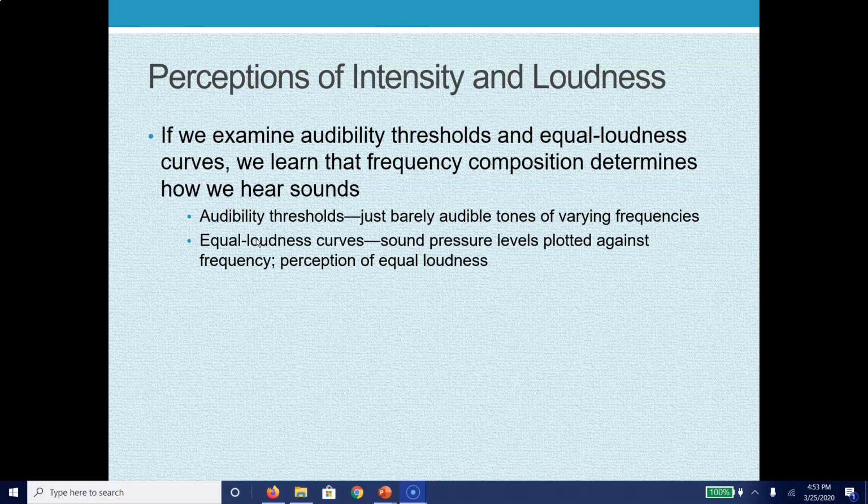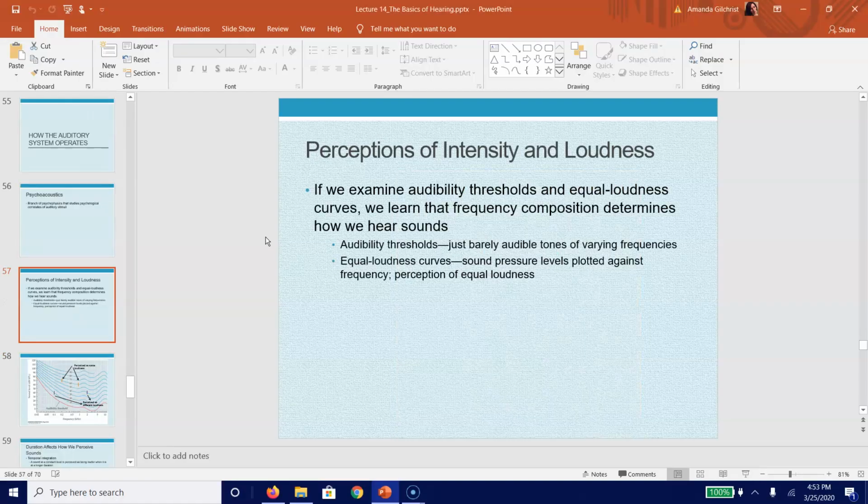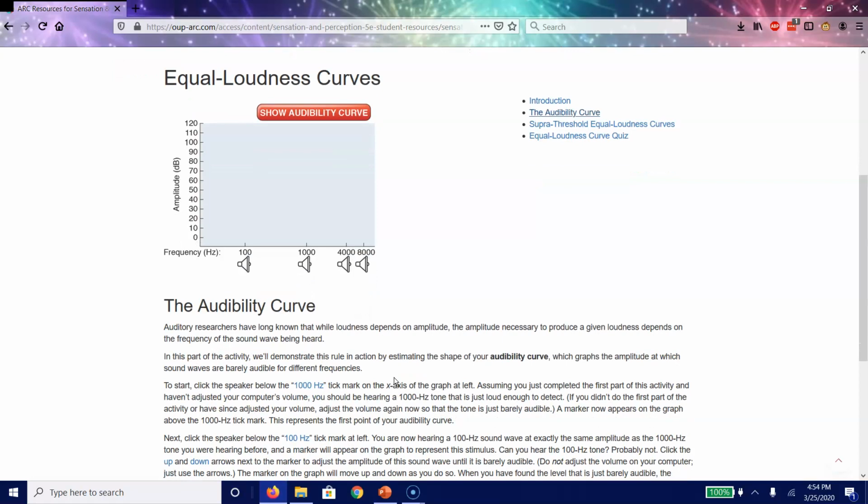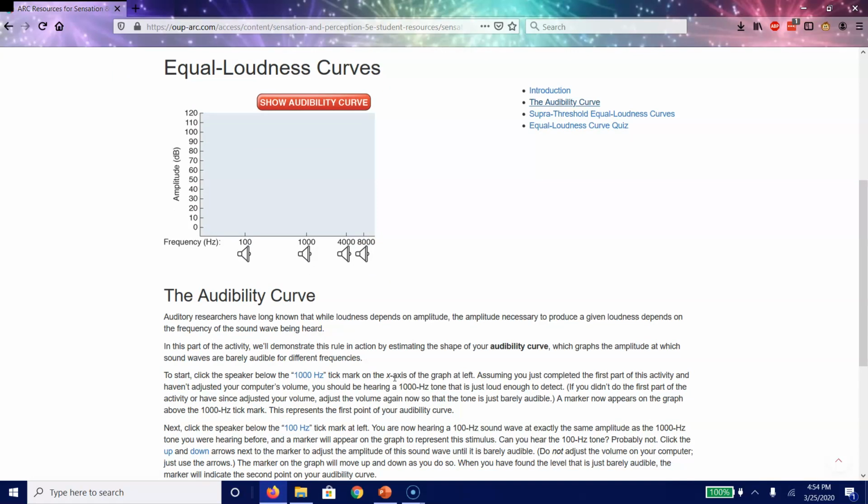One of the ways that we can see this in action, I'm a big fan of the companion site. So let's go ahead and try something. What you're looking at here are different types of tones, and I would encourage you to try this on your own, possibly with headphones. I tried this yesterday with my computer sound, and I don't think it worked as well as it could have. So here's what we're going to do.